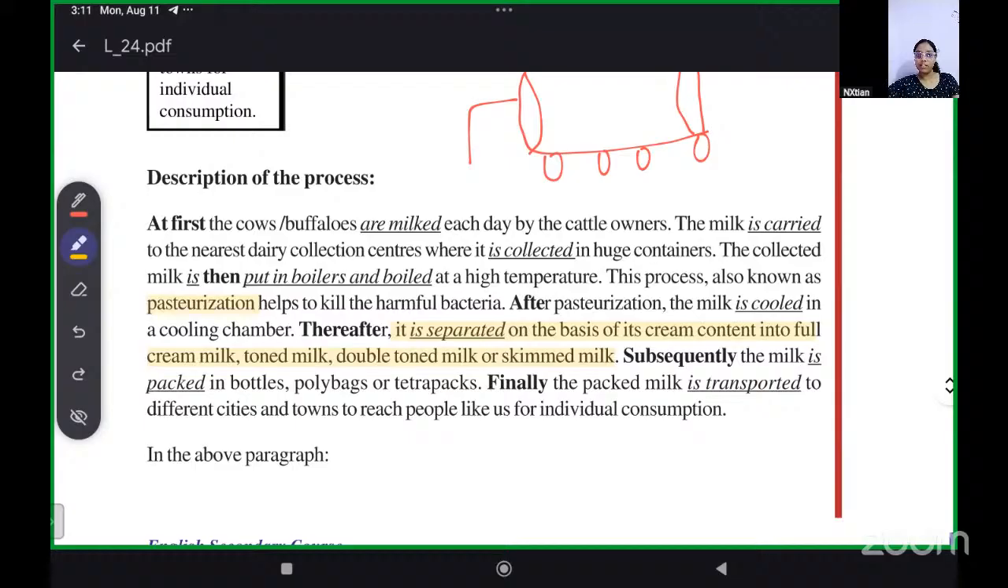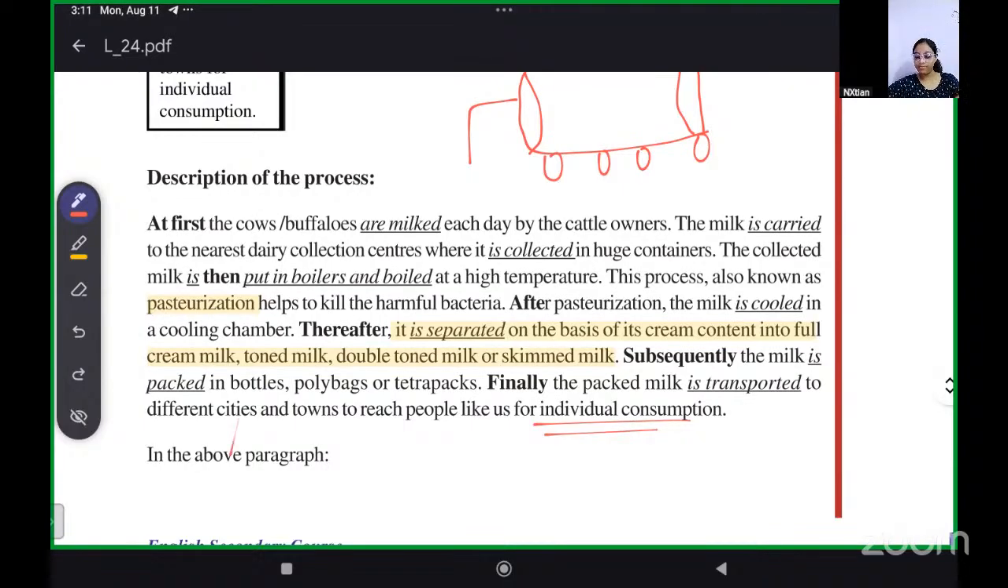Then subsequently, the milk is packed in bottles, poly bags, or tetra packs. Finally, the packed milk is transported to different cities and towns to reach people like us for individual consumption. What is individual consumption? It means that each one of us who drinks milk, that is individual consumption. It is sold so that from the local store or local dairy, it reaches a household so that all of us in our houses can consume it. That is individual consumption. Understood now the process?